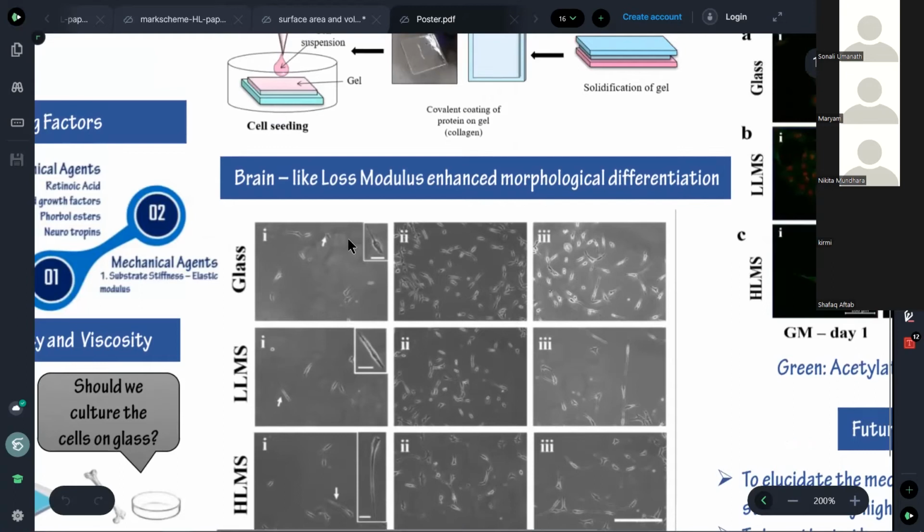And glass is not viscous, so it will just have a stiffness. So it was just taken as a control. Any jelly substance only can have that viscous property. So the ideal controls are low loss and high loss. Glass is just a general control of differentiation.